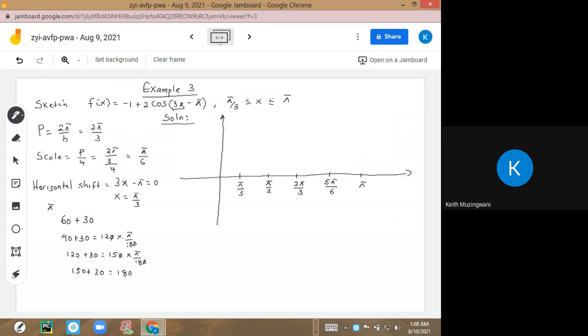Sir, hello. So you mean the pi over 3 is a 30? It's a 60. Pi over 6 is a 30. That is our scale. Oh, okay. So if you notice, we are adding the scale to every number we obtain as we move, starting from the first number, the horizontal shift.